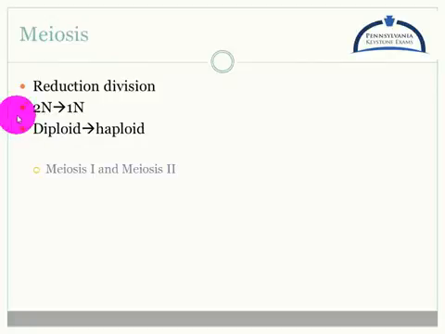Again, diploid is referring to 2n. Sometimes it'll be diploid to haploid, so we're going to half of what we had before. This only happens in your gametes, or your sex cells. So this is not head, shoulders, knees, and toes. This is sperm and egg.